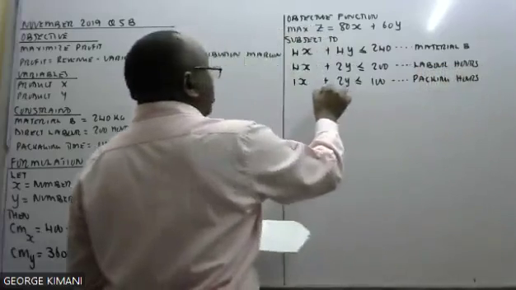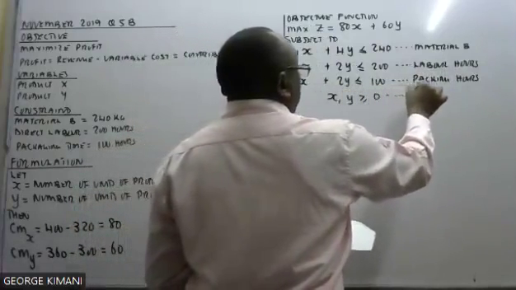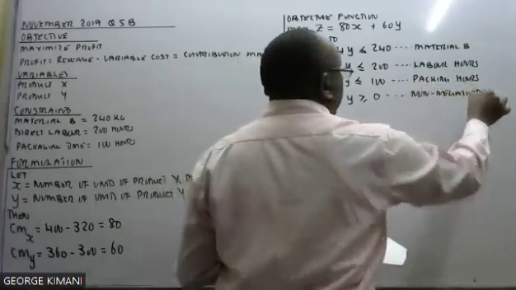And I told you there should always be x, y greater than or equal to 0. This is non-negativity.